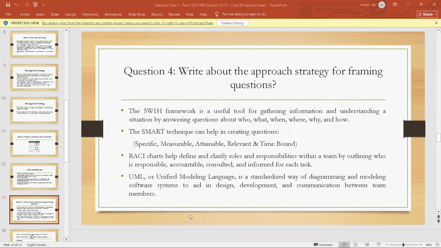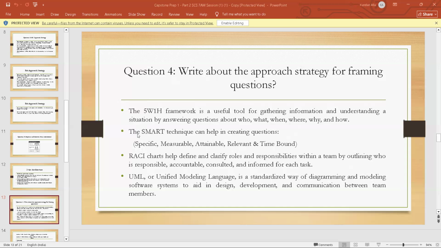So the time is very low, 15 to 20 minutes. In that situation, you can't ask any random question to the client. What you need is a structured form of questions. In order to make structured questions, you need these kinds of strategies to frame the questions.